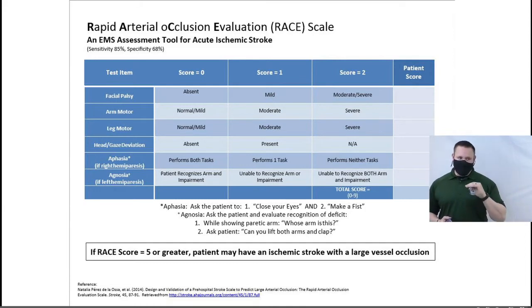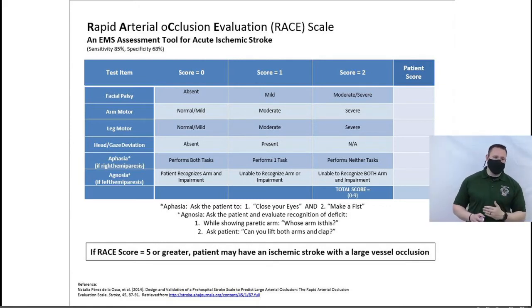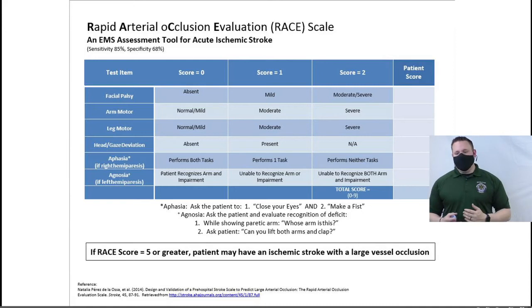Now, the only one that's different is the head gaze deviation. And in the presence of head gaze deviation, it's really, is it present or is it not? So you either get a 0 or a 1. And that number that you gather off this assessment will give you kind of the severity of the stroke, like how bad is it?